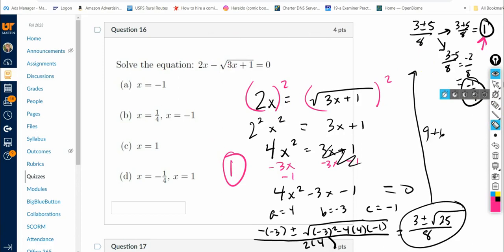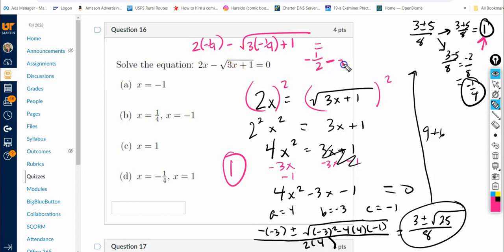If I put this in the original equation, I'm going to have 2 times negative 1/4 minus the square root of 3 times negative 1/4 plus 1. So that's going to give me negative 2/4, or negative 1/2, minus the square root of negative 3/4 plus 1. And so I'm going to have negative 1/2 minus the square root of 1/4, which is going to be negative 1/2 minus 1/2, which will be negative 1.